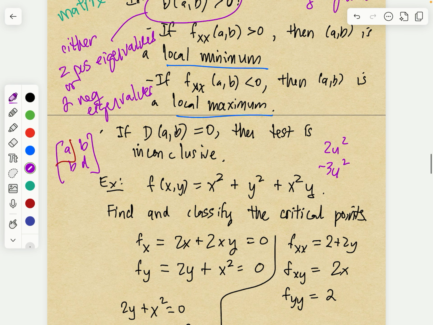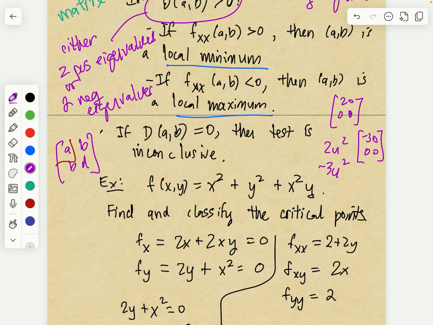Now, are you sure you understand what I mean by the 2u squared and negative 3u squared? Because by the spectral theorem, you can diagonalize the Hessian matrix, and then you might have a matrix like 2, 0, 0, 0, where the diagonal entries are the eigenvalues, or you could have something like this. In either case, one of the eigenvalues is 0, and you don't know the other eigenvalue. And since you don't know the other eigenvalue, you can't say what the behavior of the function is.